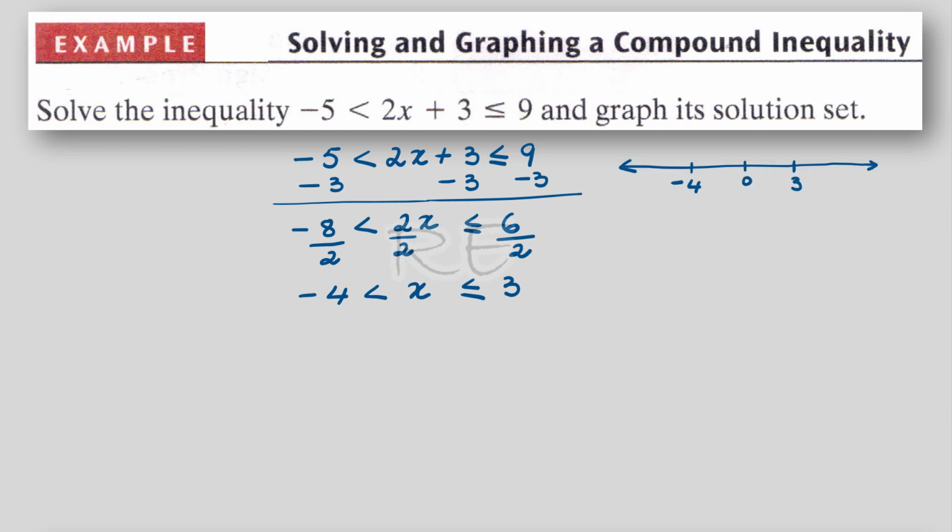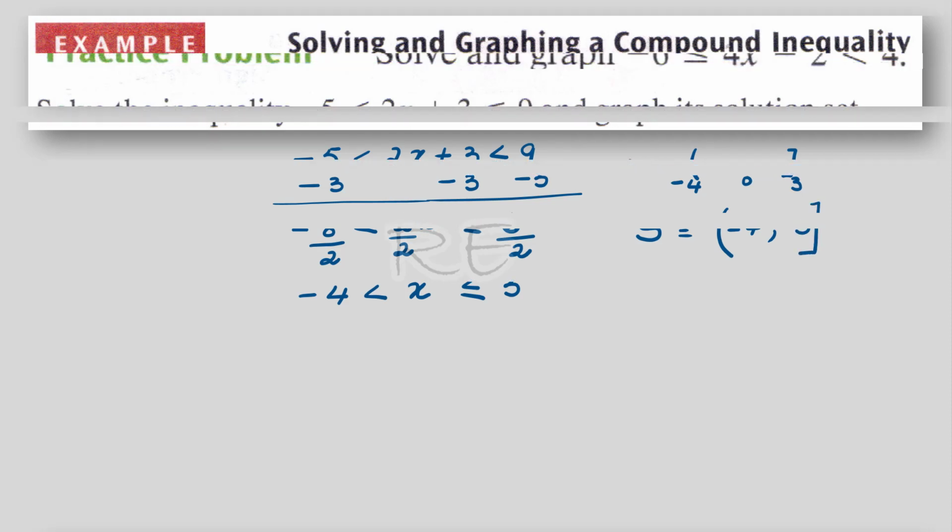So x is between negative 4 and 3. 3 is included and negative 4 is not included. Open parenthesis at negative 4 for the interval notation, comma, and close bracket at 3.